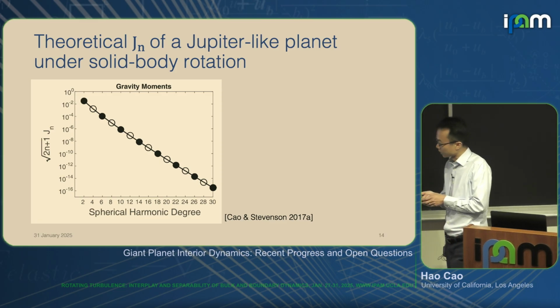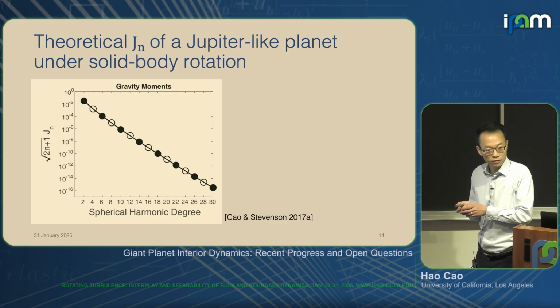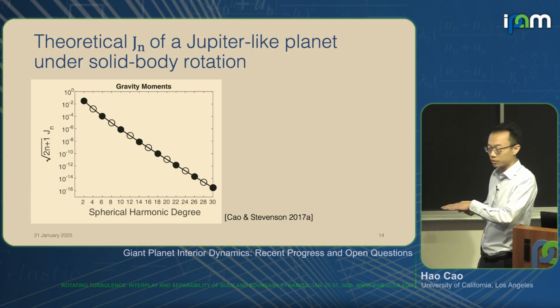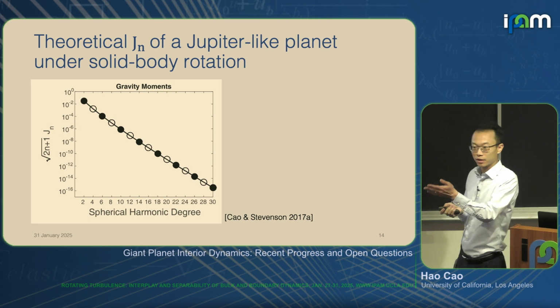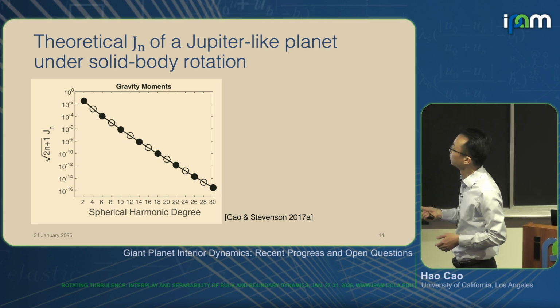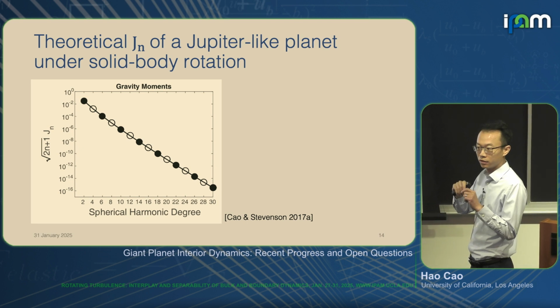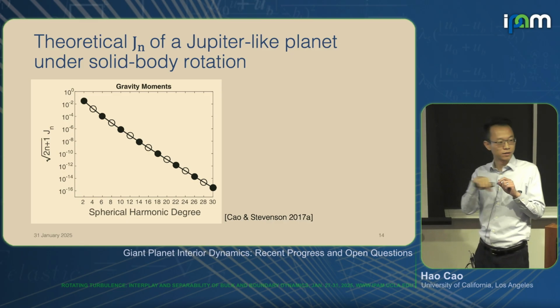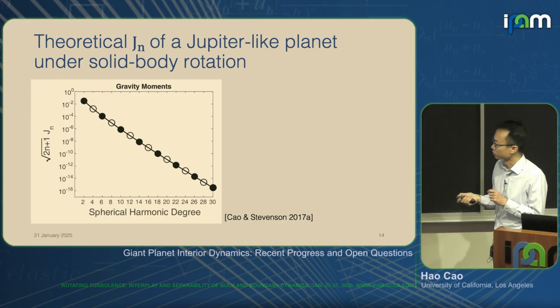Also, just to emphasize, the j's themselves are non-dimensional. They are simply an estimation of the gravitational perturbation compared to the background gravity. If I say I have a j of 10 to the minus 2, it means the degree 2 perturbation of the gravity is 1% of the background gravity. That's what it means, and so on and so forth.